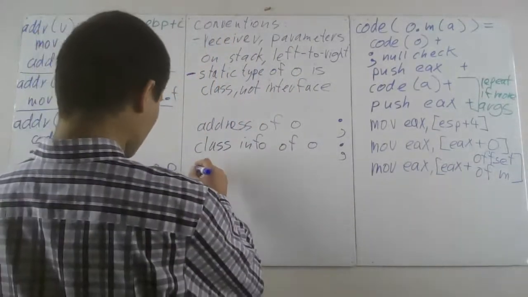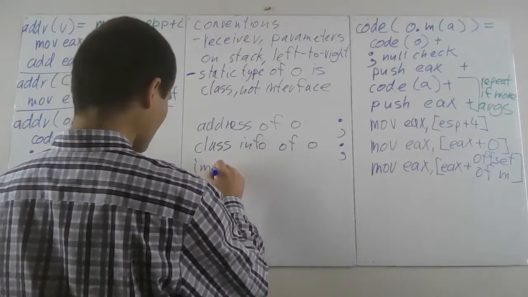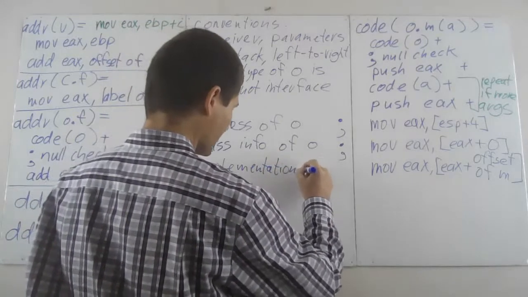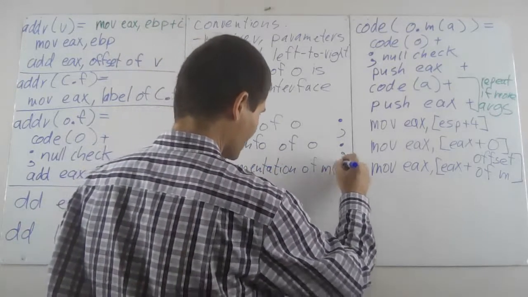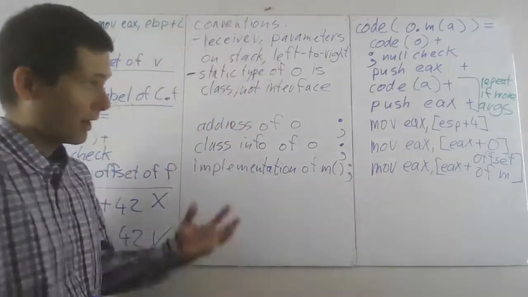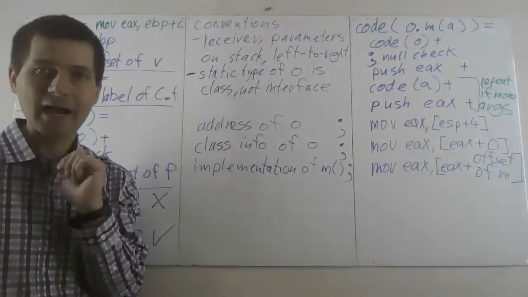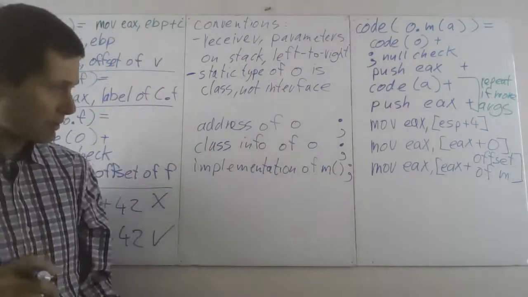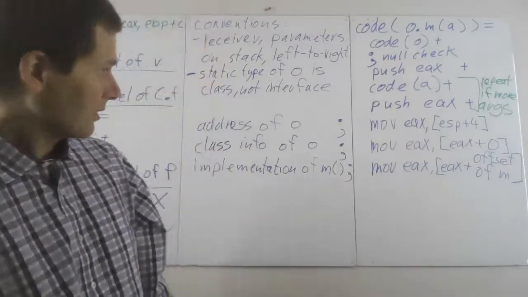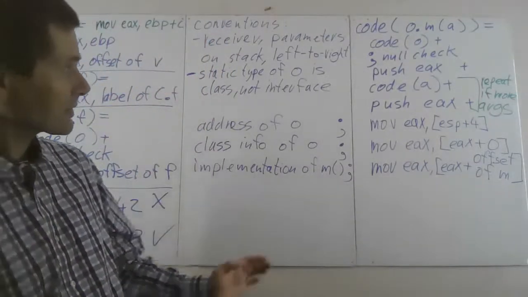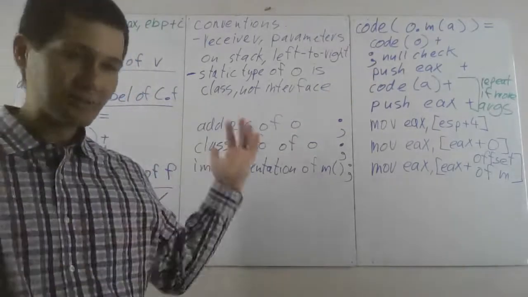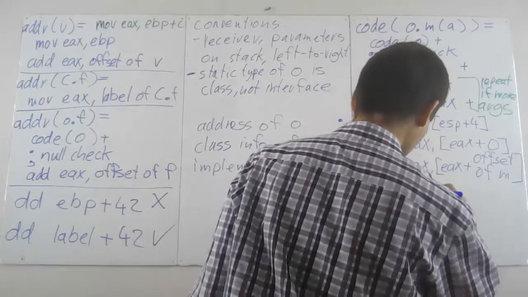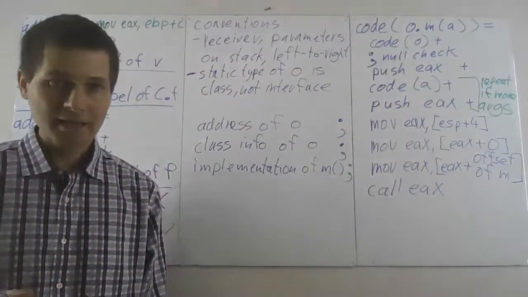This gives me the address of the implementation of the method M of the actual runtime object that I have. So if it's an apple, this is going to be the address of the M method on apples. Now I have the address of the method. I've pushed the arguments on the stack, so everything is ready to go. And I can just do the call, call EAX.